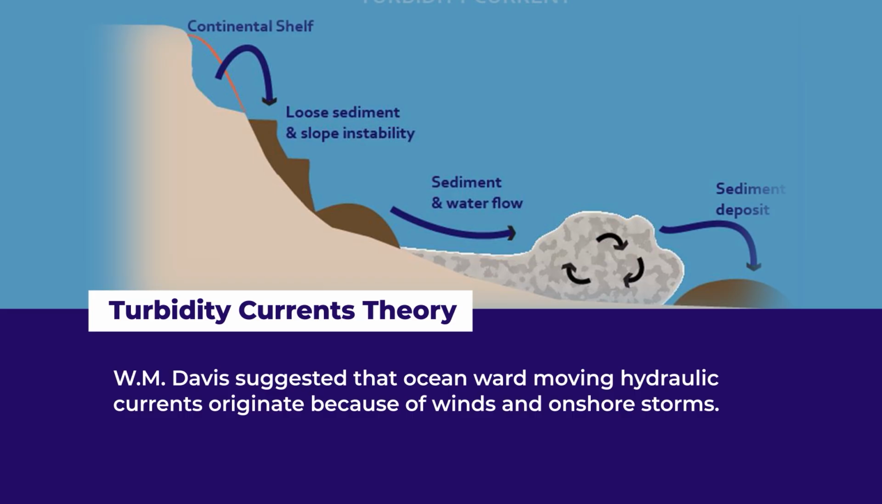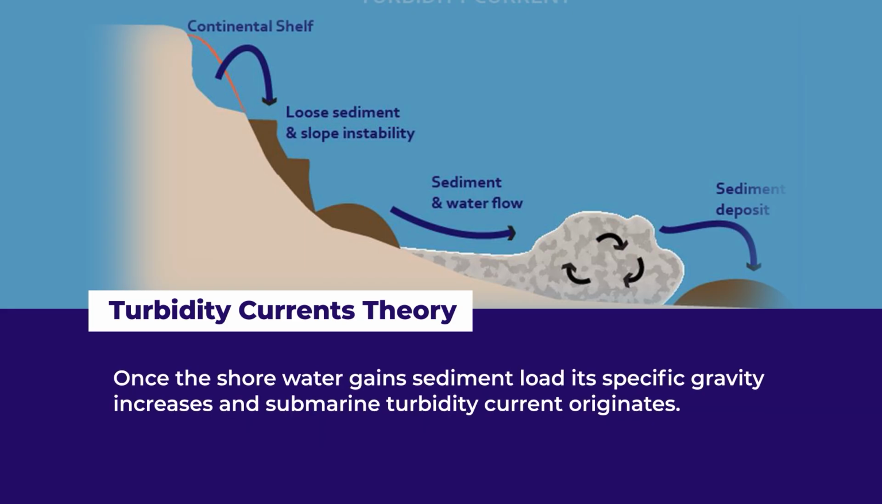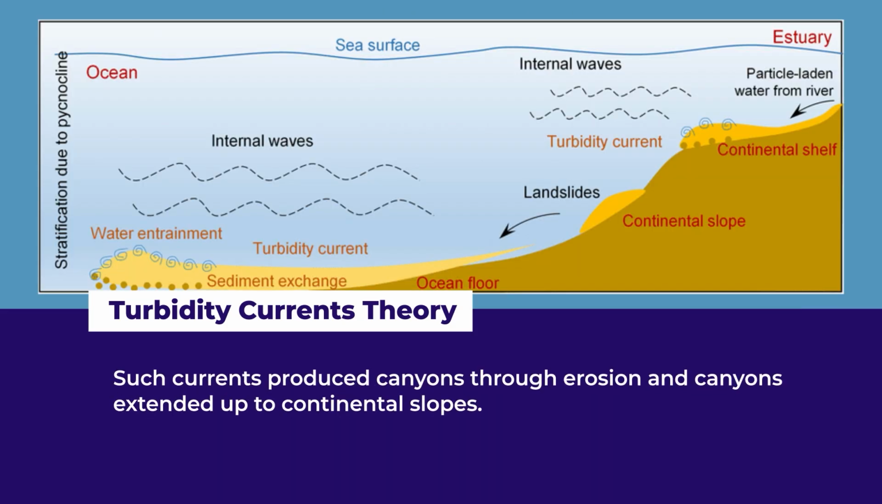Geomorphologist W.M. Davis suggested that oceanward moving hydraulic currents originate because of winds and onshore storms. Once the shore water gains sediment load, its specific gravity increases, and this results into origin of submarine turbidity currents. Such currents produced canyons through erosion and canyons extended up to the continental slopes.